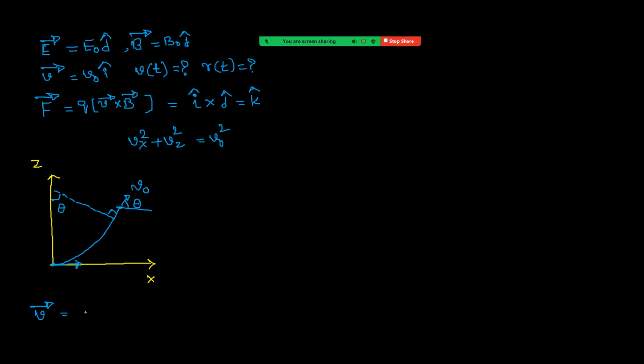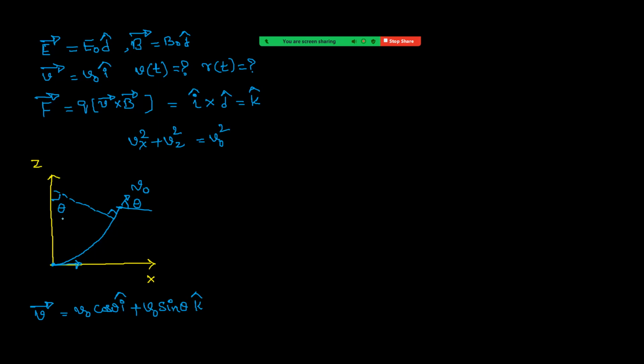V bar equal to V naught cos theta I cap plus V naught sin theta k cap. See carefully. Motion is confined to the xz plane. So the velocity vector has two components, along x and along z. So V naught cos theta I cap, V naught sin theta k cap, right?